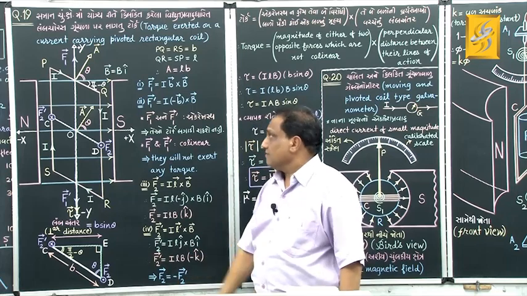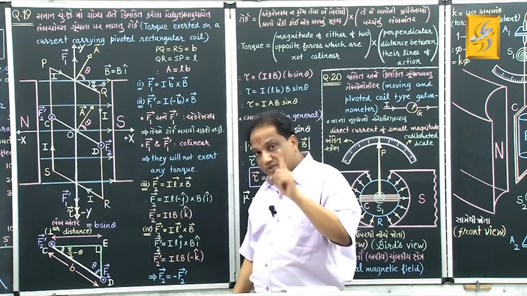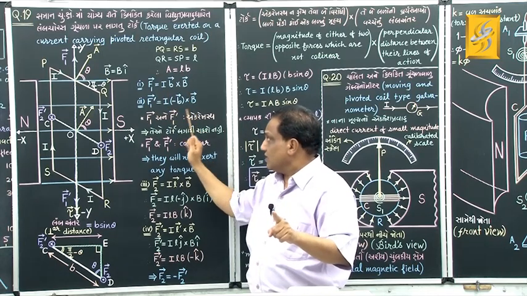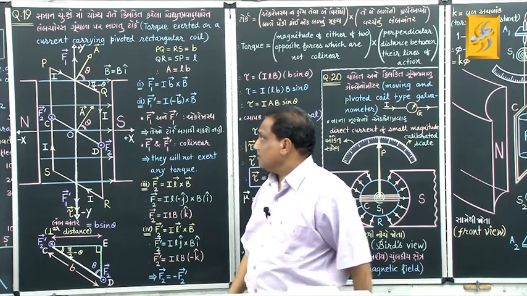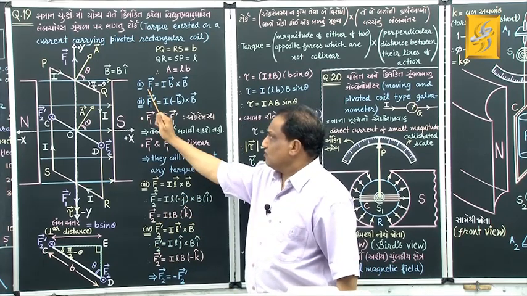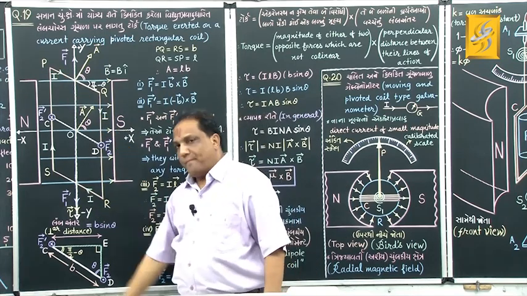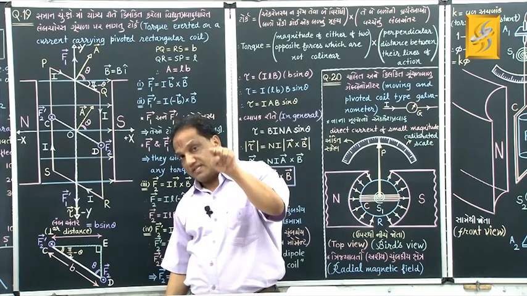Got it? Fine. Now these two are the forces which have the same magnitude. Whatever is this magnitude, the same is this magnitude. But what about their directions? I am showing you. Let us find out the directions of these two forces exerted on this and this side according to the right hand palm rule which I had shown last time.